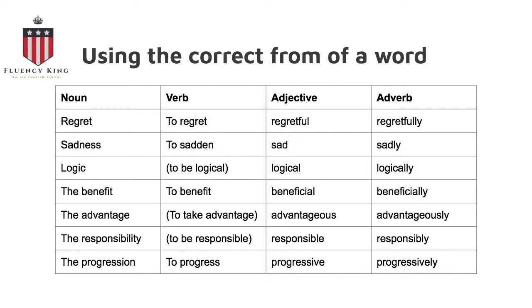Not all of these words move smoothly through the 4 different categories. Not all of these words have a verb form, for example. In this situation, we have logic, to be logical, logical, and logically. So in this case, there is no verb form. We would just use the adjective form with to be. We also have the benefit, to benefit, beneficial, beneficially. The advantage, a different variation of this, to take advantage.